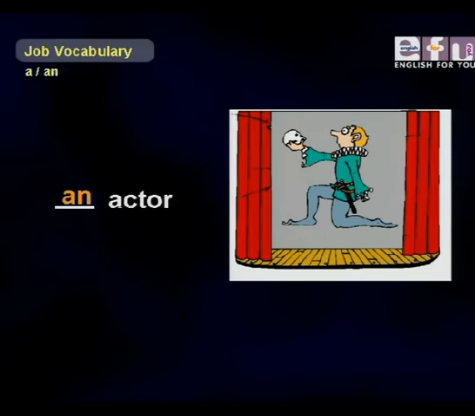Number 9. Are they Australian? Number 10. Do they speak English?